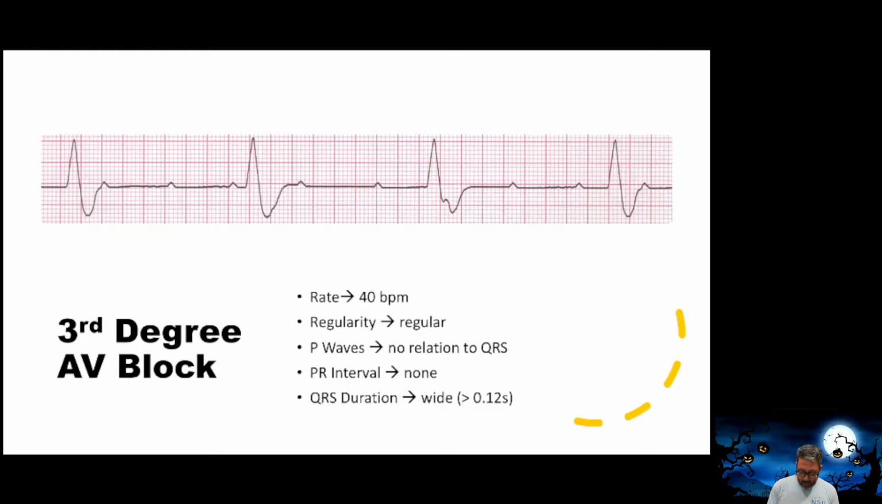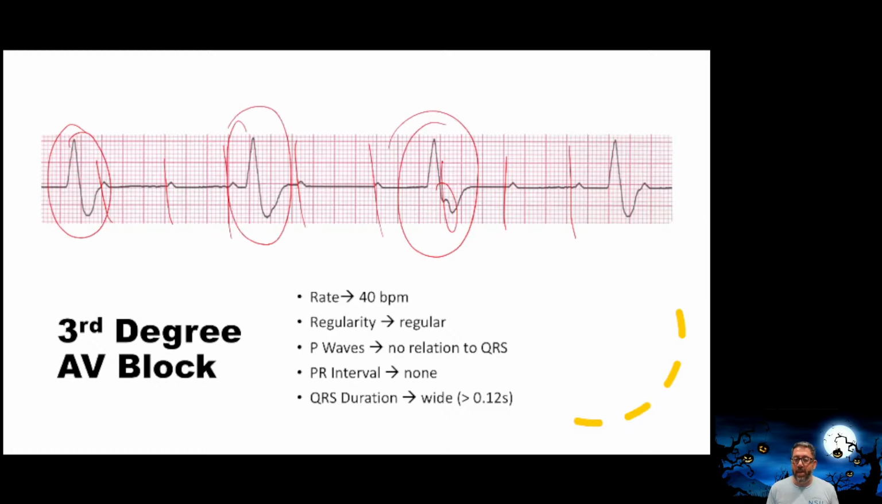And obviously, we know P waves are marching out the way they're supposed to. There's the P wave right there. They're fine. We have a third degree AV block. The AV node is dead. It's not going to conduct electricity from top to bottom. We get wide QRS complexes because the ventricles are causing the heart to beat.